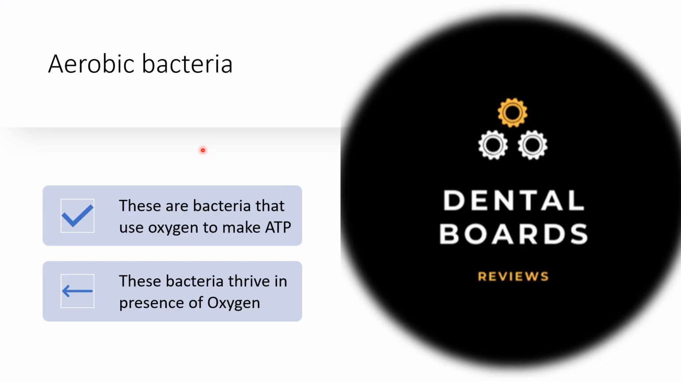We start with the aerobic bacteria. These are bacteria that use oxygen to make ATP. ATP is energy. Most living organisms get energy through ATP, so they break down glucose and go through oxidative phosphorylation to make ATP. This process requires oxygen, and these bacteria thrive in the presence of oxygen.